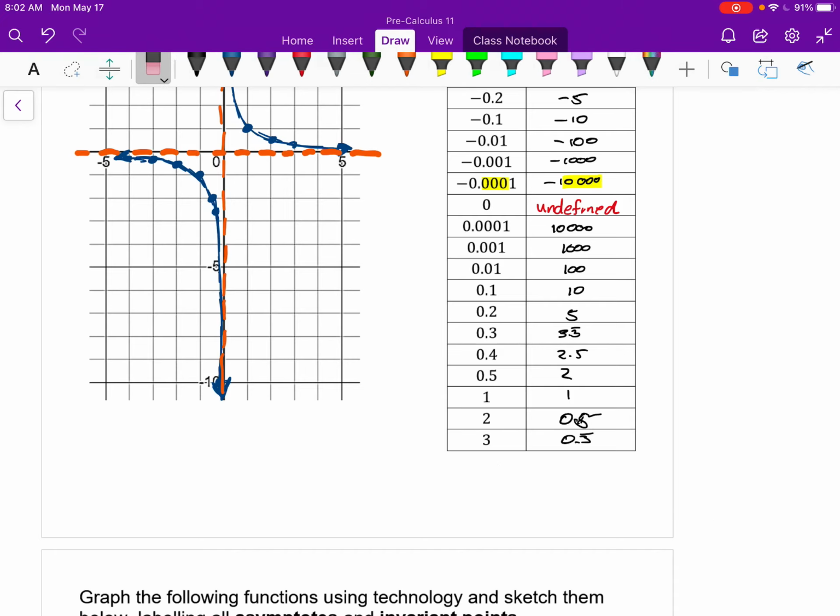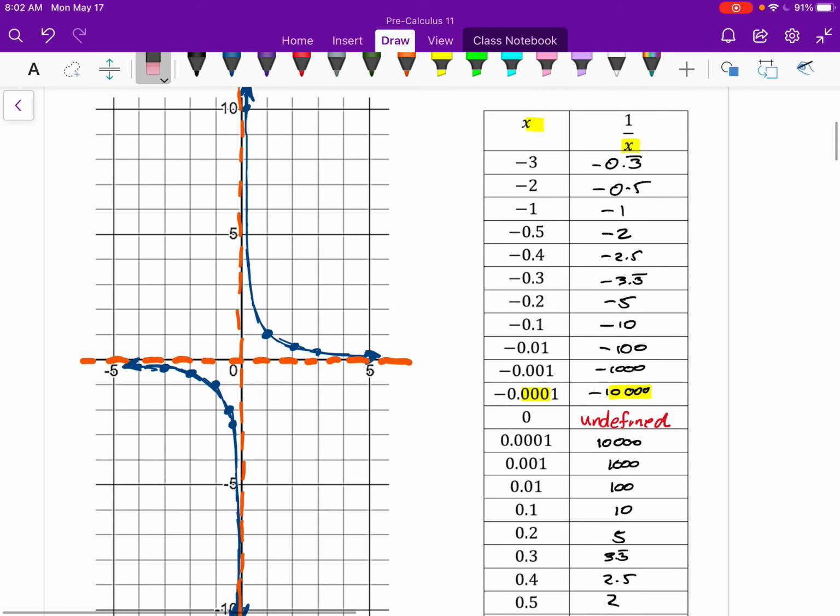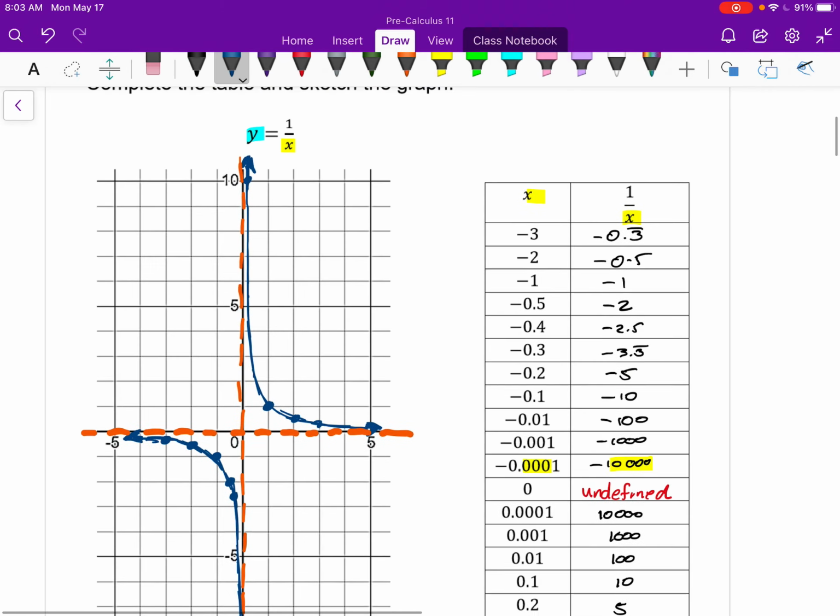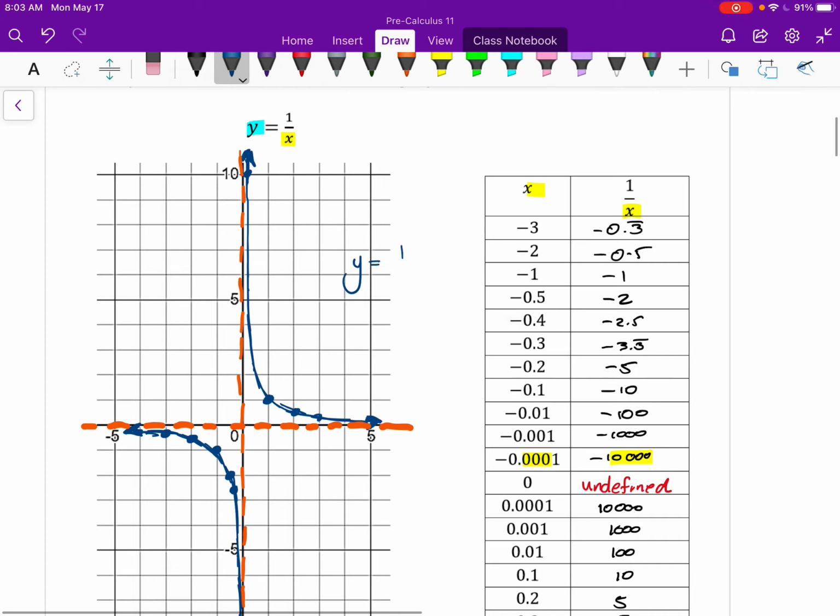And so a similar idea is happening with this graph as we look at the x-axis. Whether I'm looking from above or below, it never actually touches the x-axis, because 1 divided by a number will never equal exactly 0, but it can get infinitely close to 0. And what we have here is our graph of 1 over x. We call this a reciprocal function, because it's 1 divided by, in this case, just x. The reciprocal of x is 1 over x.